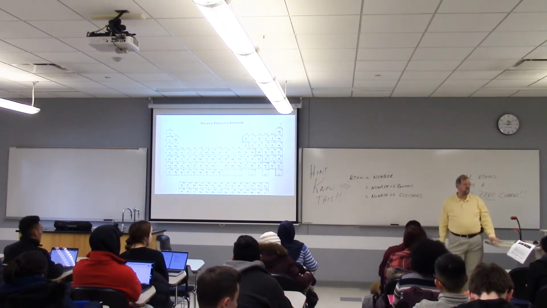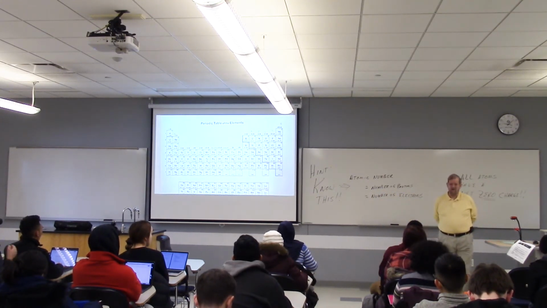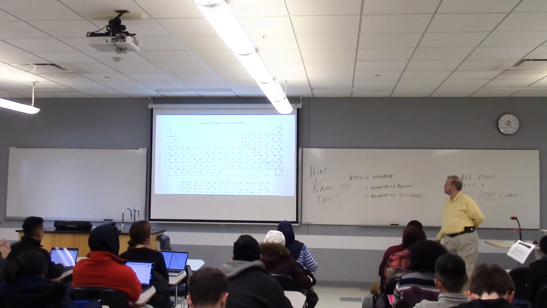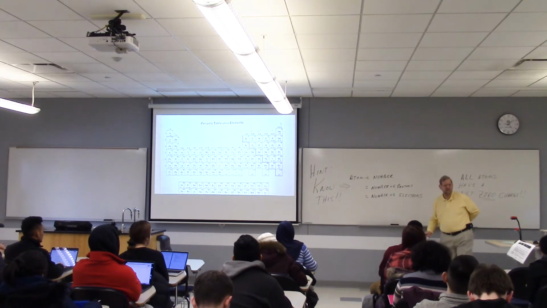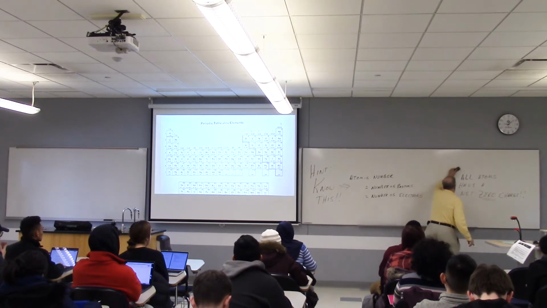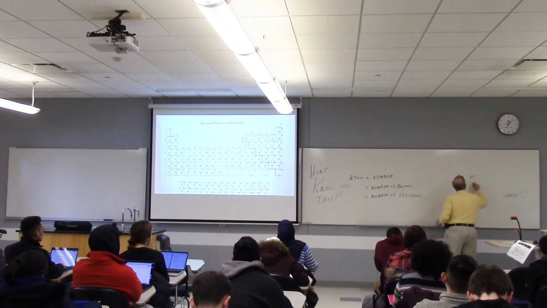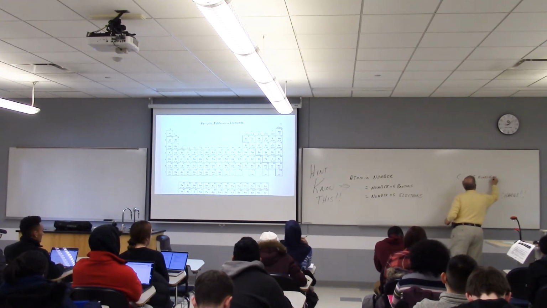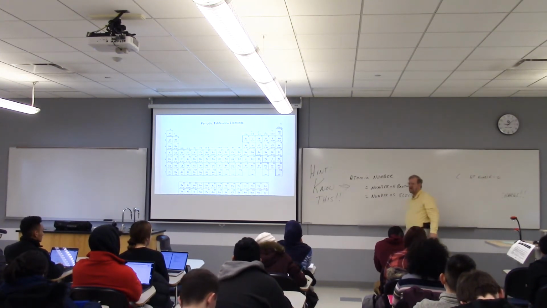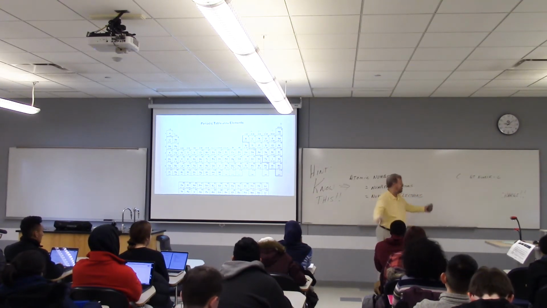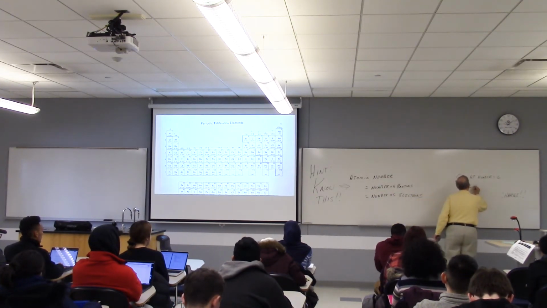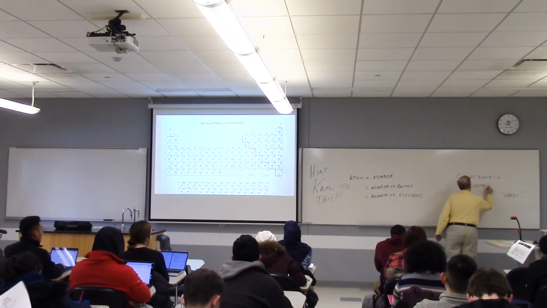Now I could next ask, how many electrons and protons does carbon have? How do you know? Because you know the atomic number equals the number of protons equals the number of electrons. If the atomic number of carbon equals 6, how many electrons and protons does carbon have? 6 protons and 6 electrons.